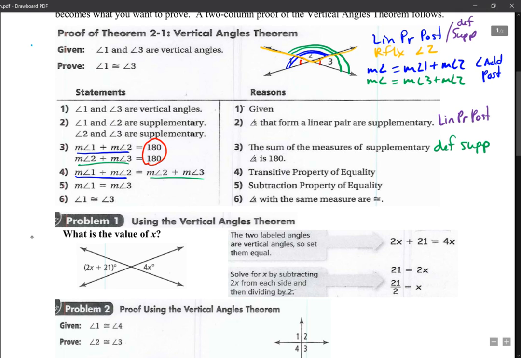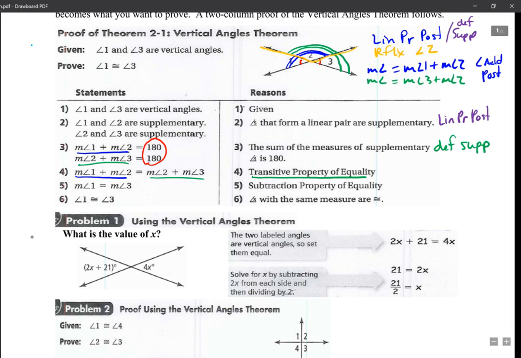And what lets me do that? That is our transitive property of equality. Now, if you called it substitution property, I could understand that. But these are two separate ideas that we are combining into one. So it's much more of a transitive property of equality.